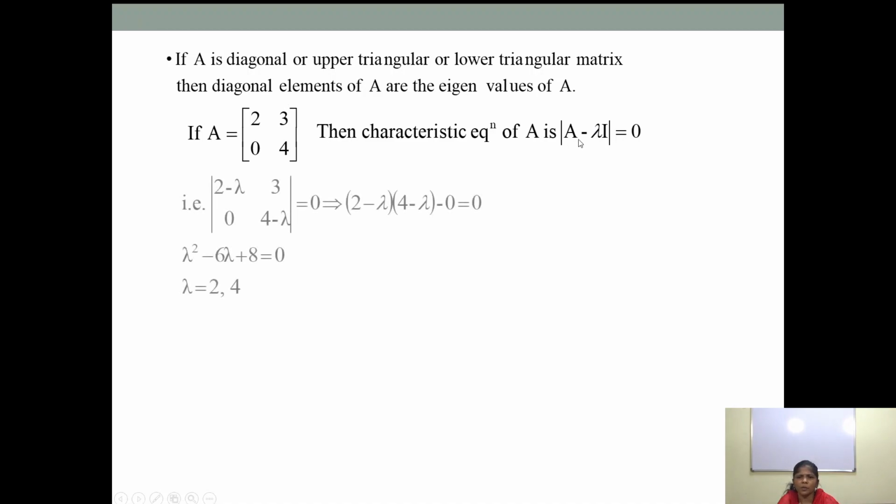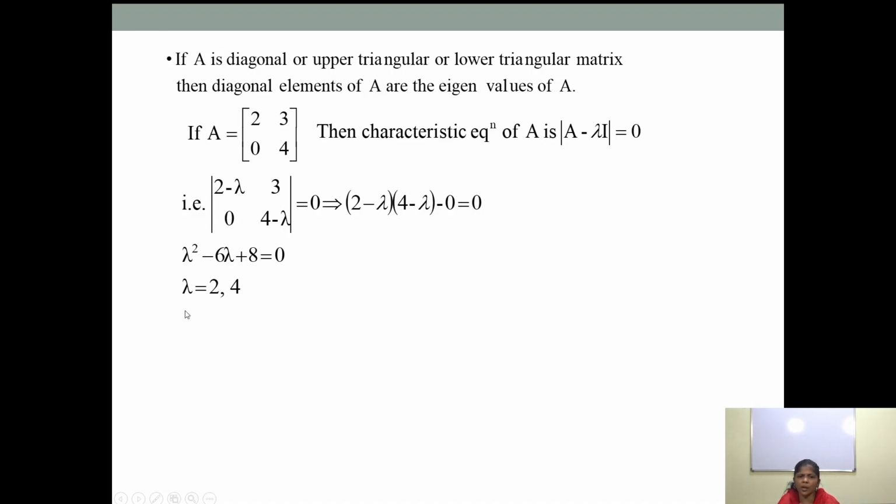From the diagonal elements subtract lambda, and write the remaining elements as they are, in two parallel strips, equal to 0. Simplify: (2 minus lambda) into (4 minus lambda) minus 3 into 0, so 0 equal to 0. Now simplify this. We have lambda square minus 6 lambda plus 8 equal to 0. On solving this, we get lambda as 2 and 4. Now see here, 2 and 4 are what? These are nothing but the elements in the diagonal. Hence this property gets satisfied.